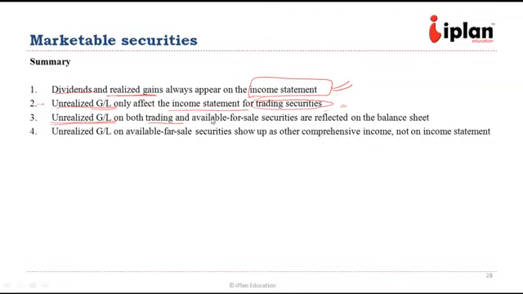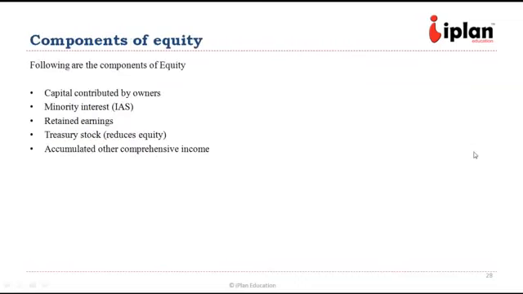Now we will see the impact on the balance sheet. The unrealized gain or loss on both trading and available for sale securities is reflected on the balance sheet. And the unrealized gain or loss for available for sale securities comes as comprehensive income in the balance sheet, but it does not form a part of the income statement, which we have just seen. So now let us move to the next topic, components of equity.